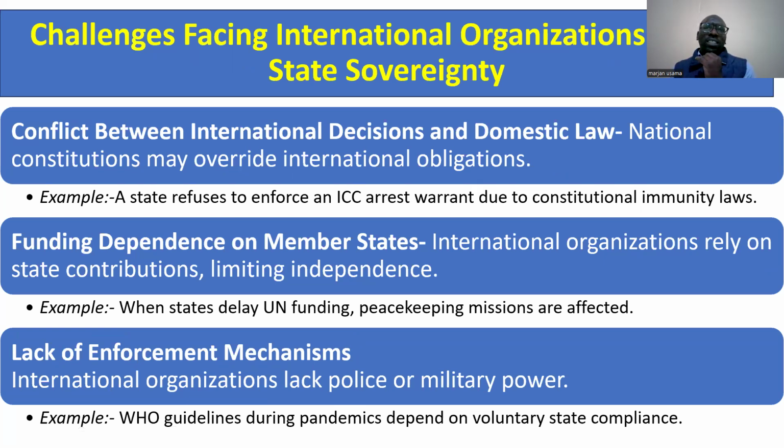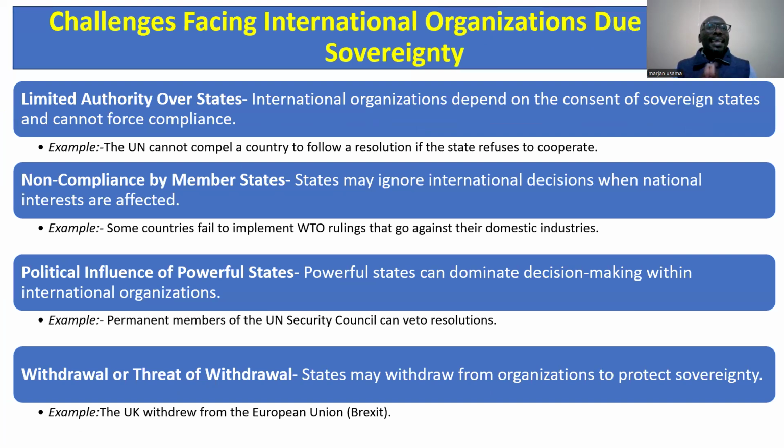Now, what are the challenges facing international organizations? There are very many. Conflict between international decisions and domestic law. Sometimes there is a clash between the domestic and the international decision. Funding dependence on member states, like the UN. Most depend on funds from members. Lack of enforcement mechanism. Most of these international organizations don't have police or military. Limited authority over states. The UN doesn't have authority against, for example, Israel, who do everything. The UN cannot do anything.